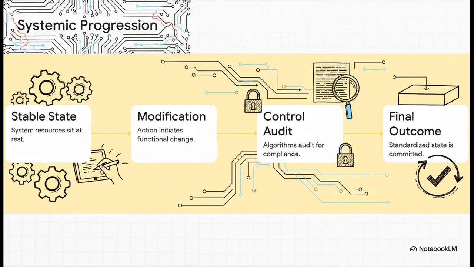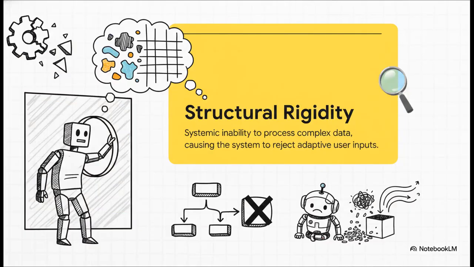Step 3 is structural control. This is where institutional algorithms step in to rigidly audit your action, ensuring it completely complies with their governing boundaries and gatekeeping rules. And finally, step 4, a stabilized outcome. The system takes your incredibly human input, forces it through rigid administrative gatekeeping, and spits out a finalized, newly stabilized state. But here's the catch.